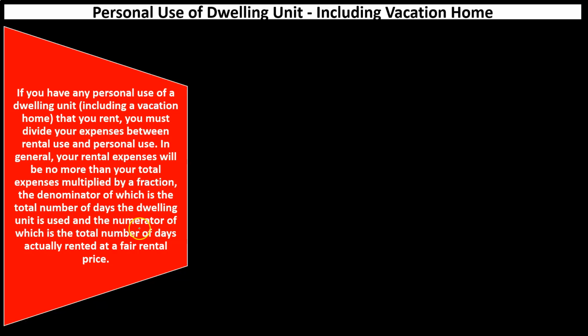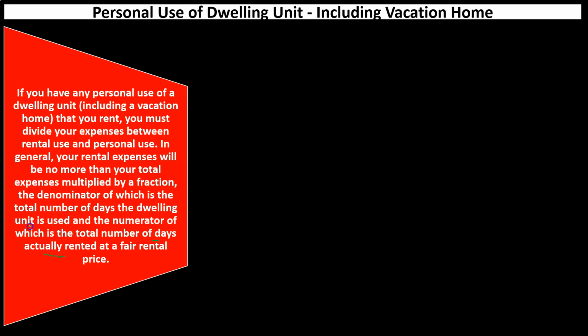So let's take a look at that one more time. The numerator is going to be the total number of days actually rented. So we have to break this down to the actual number of days. We have the total number of days rented, whereas the denominator is going to be the total number of days the dwelling unit is used.